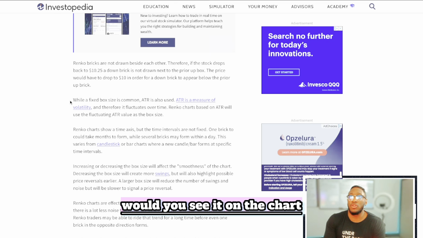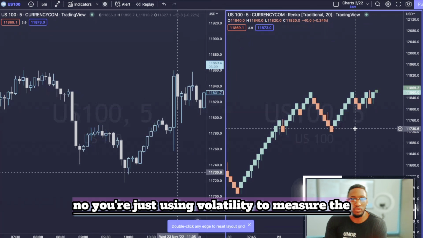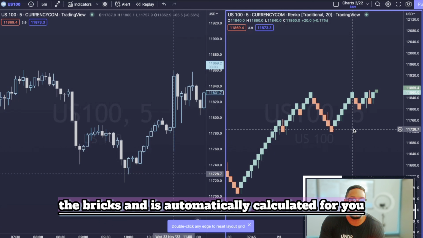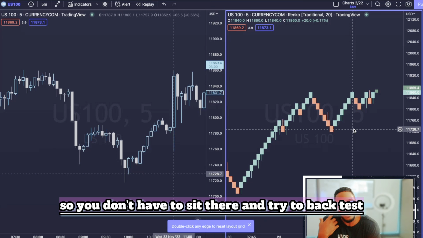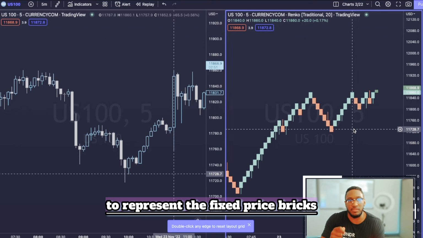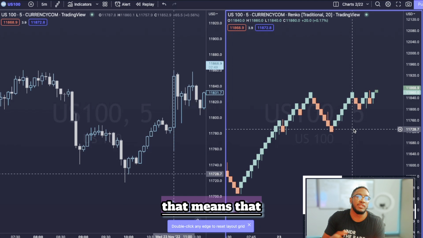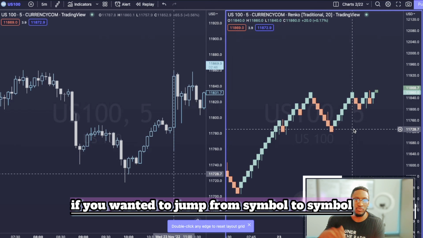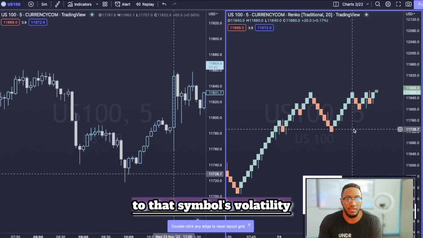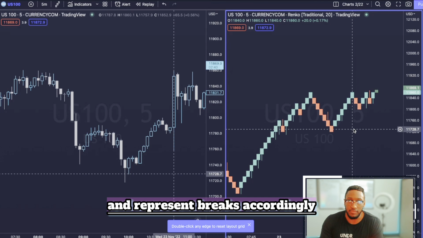Would you see it on the chart? Would it be told to you? No, you're just using volatility to measure the bricks, and it's automatically calculated for you, so you don't have to sit there and try to backtest and try to find the perfect amount for the fixed price bricks to represent what you want to trade. That means that if you wanted to jump from symbol to symbol, it's automatically going to adjust to that symbol's volatility and represent bricks accordingly.